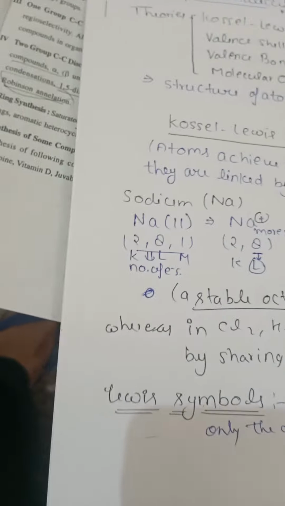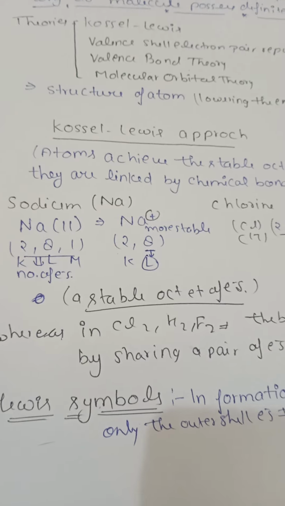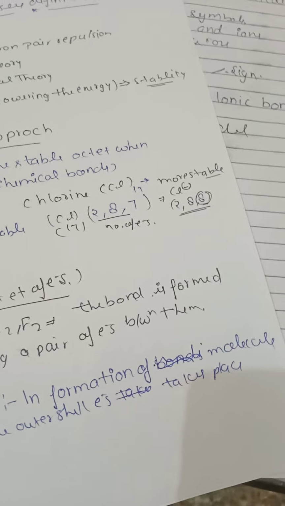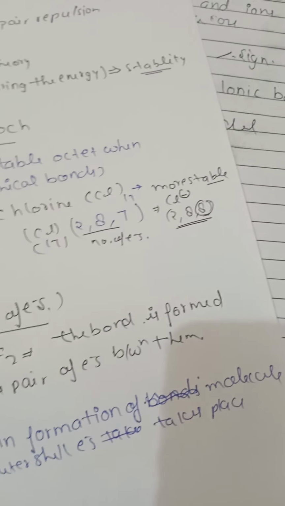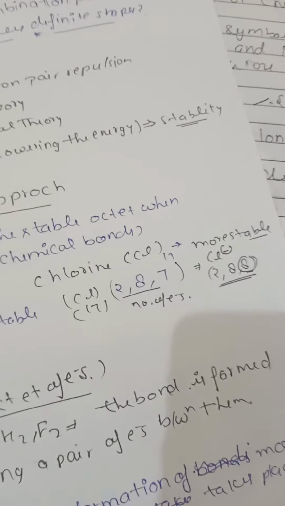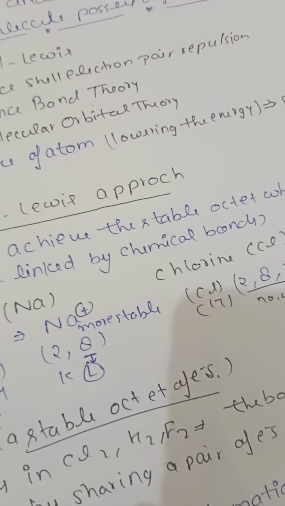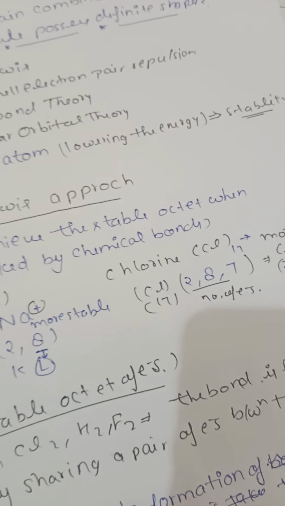Okay, now we'll discuss what the Lewis symbols are. In formation of a molecule, only the outer shell electrons take part. I have told you earlier that when two ions or two atoms combine, they share the valence electrons, the outermost shell electrons.